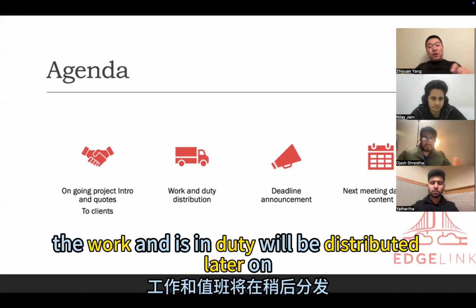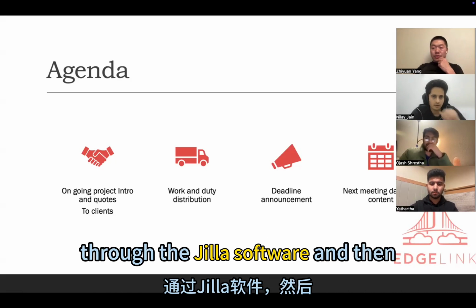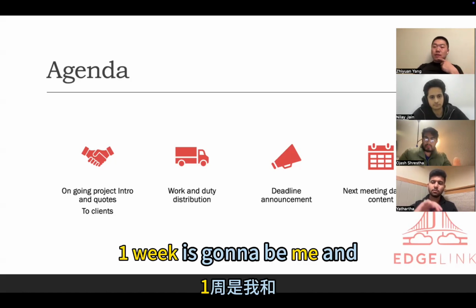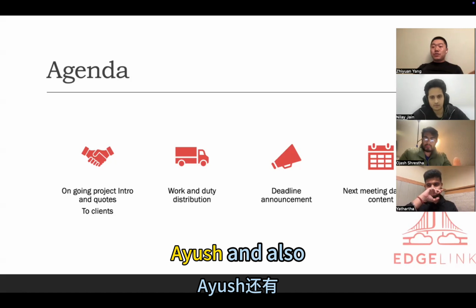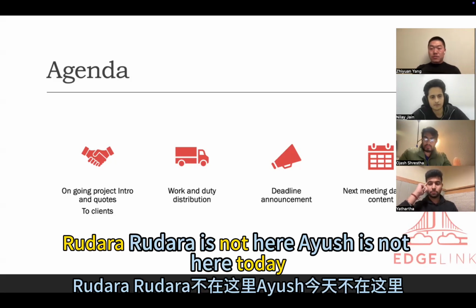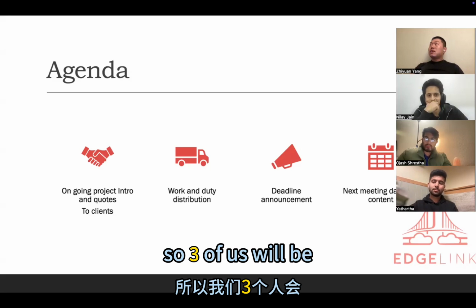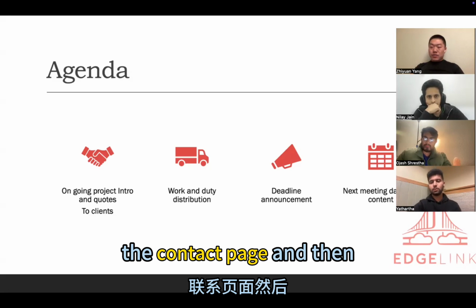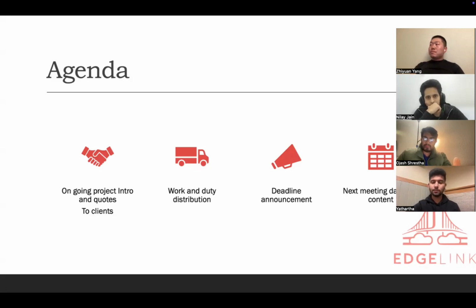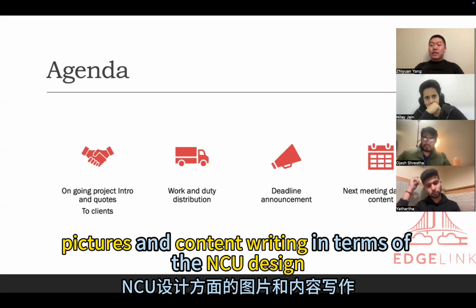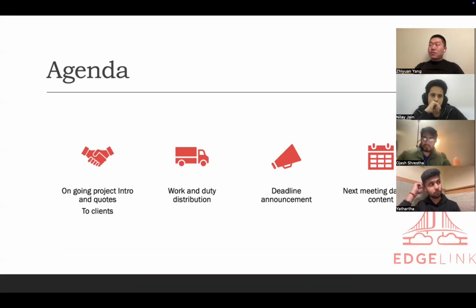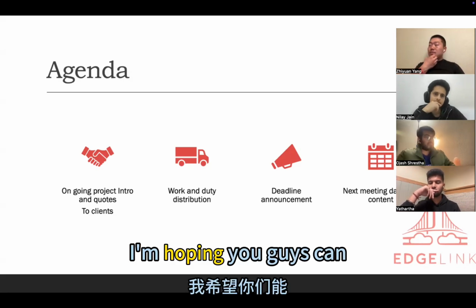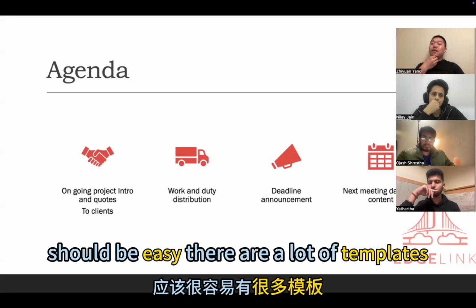The work and duties will be distributed later on through the Jira software, with a deadline of hopefully one week. Ayush and Rudra are not here today, so the three of us will start designing the front end for the about section on the homepage, and also the contact page. We're going to collect pictures and write content in terms of SEO design. Three of you, I'm hoping, can think about the login page design. It should be easy, there are a lot of templates.